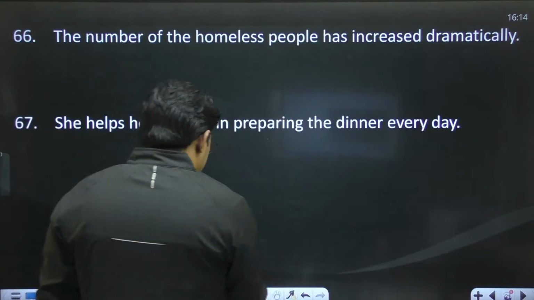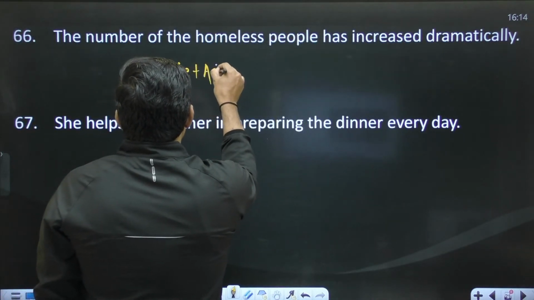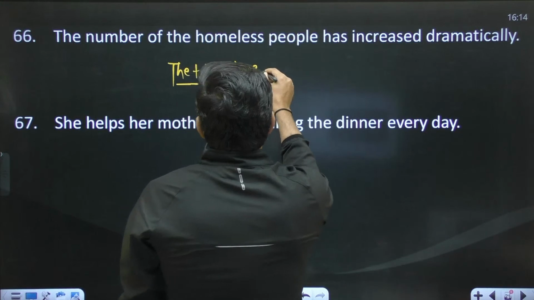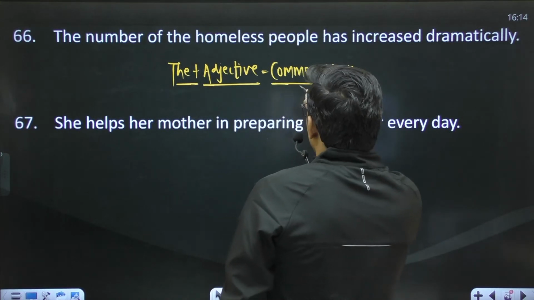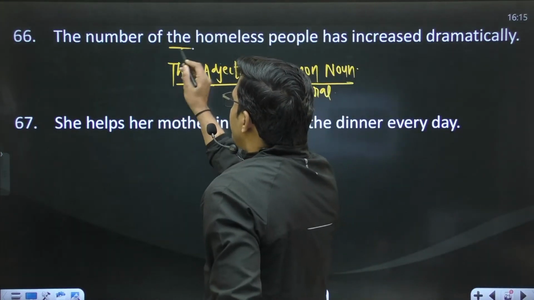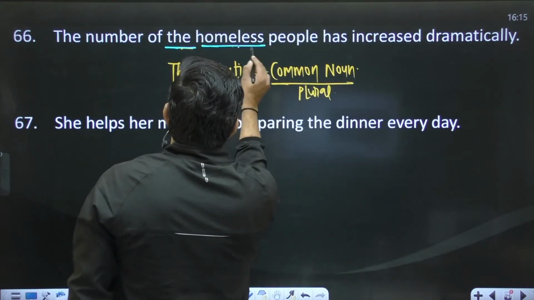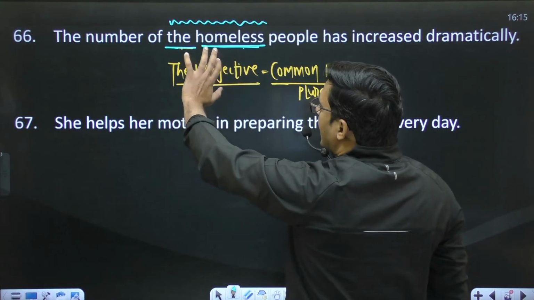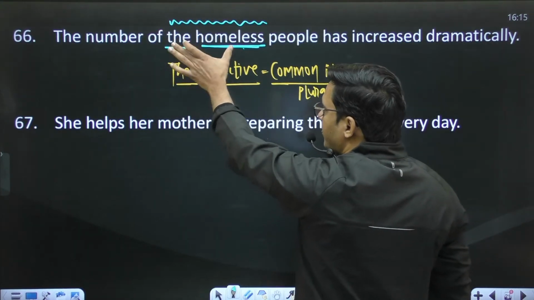Very good. You know what? You have a concept. If you just use article the before an adjective, the plus adjective becomes a common noun. And this common noun will also be plural, right? If you say the homeless, this is a common noun plural, and it already indicates the people who don't have a home, the people who are without home.